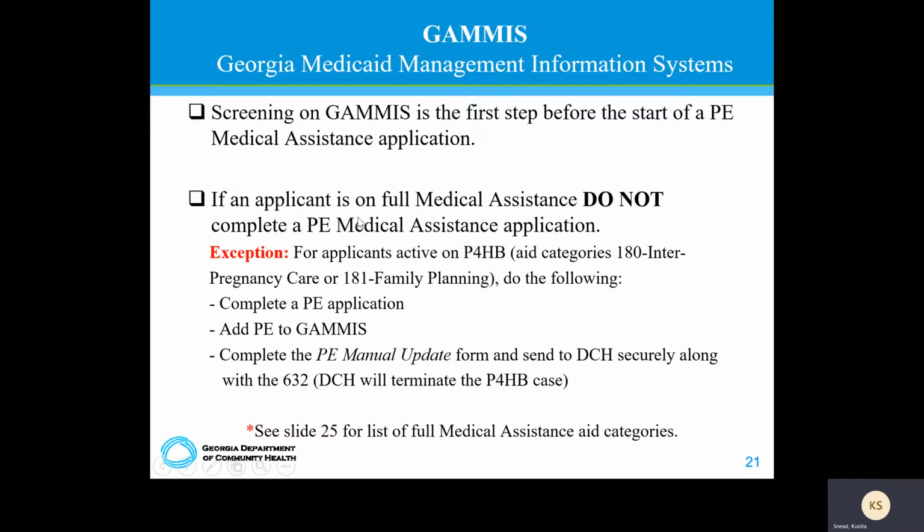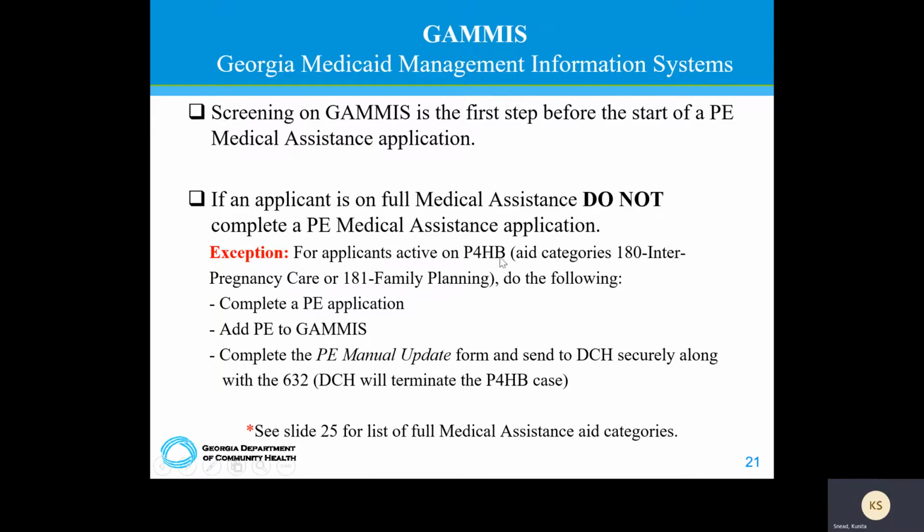If you make an eligibility check or screen an individual and it shows that they're active on P4HB, which is Planning for Healthy Babies, and the aid category is 180, which is your inter-pregnancy care, or 181, which is your family planning, then you're really going to treat them like they don't have Medicaid. That's because Planning for Healthy Babies is not full Medicaid. It's just a waiver where they receive certain types of services in regards to family planning. So it's not really full Medicaid. That's why these individuals active on this aid category are eligible to apply for presumptive eligibility.